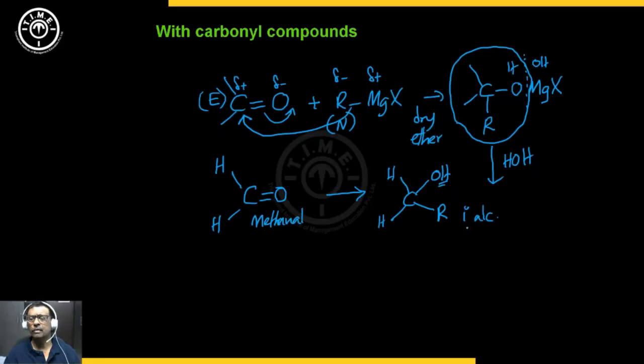So methanol gives 1 degree alcohol. Now if I replace one of the hydrogens with some R, let us say R, so this is also R, then this becomes a secondary alcohol.